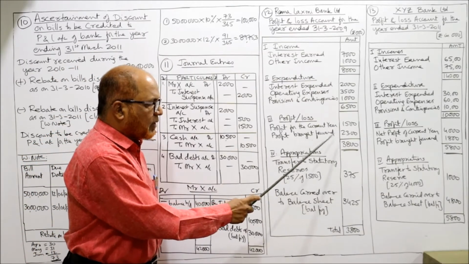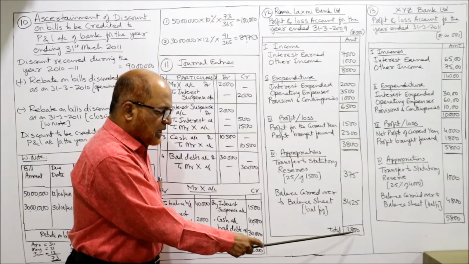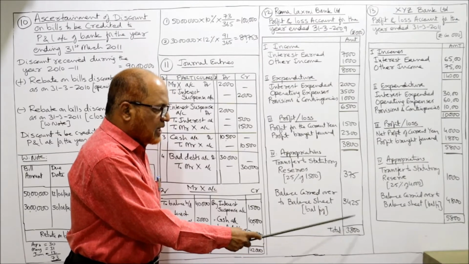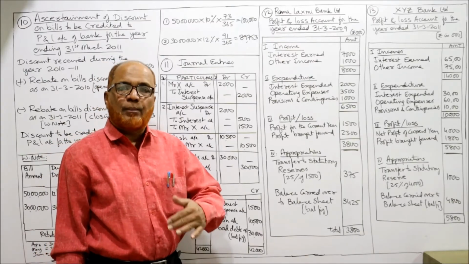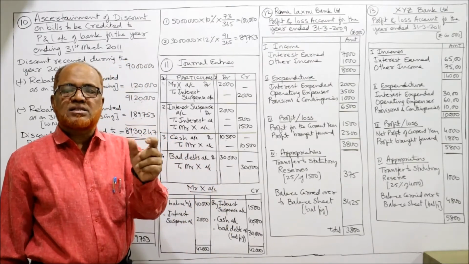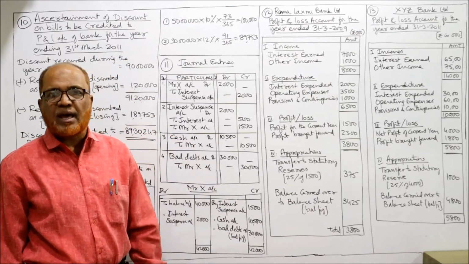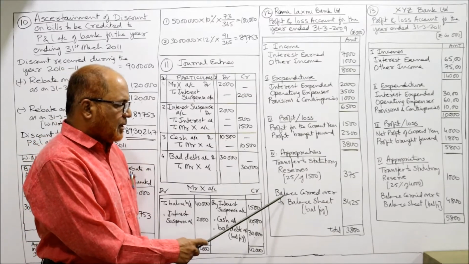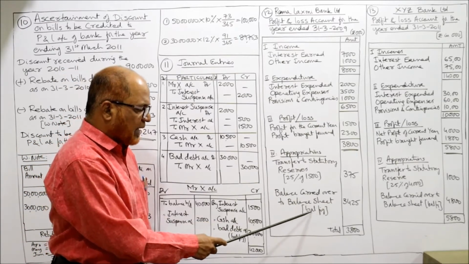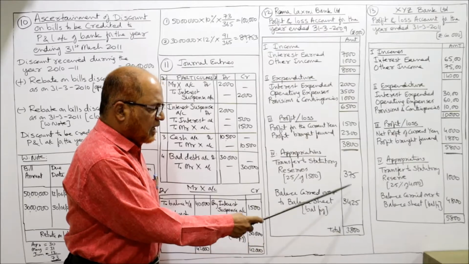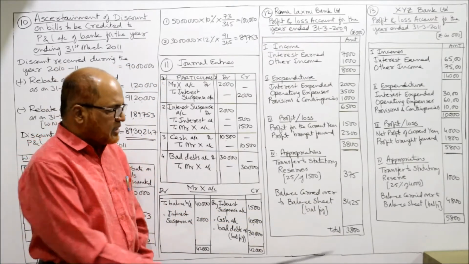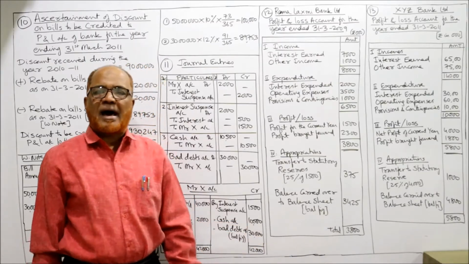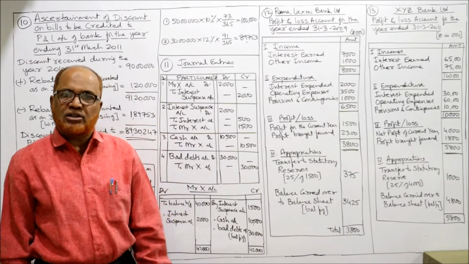Now take the total. 3,800 is the total of the profit. Appropriation also totals 3,800. Out of 3,800, 375 are transferred to statutory reserve. The balancing figure is the balance carried over to balance sheet. 3,800 minus 375, you will get 3,425. That's all. This is our answer. How much balance to be transferred to balance sheet? That's what it is asking.